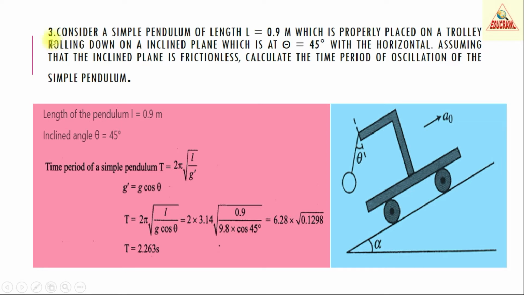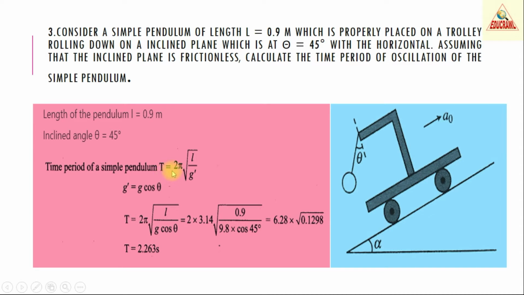Now the third problem. Consider a simple pendulum of length L equal to 0.9 meter, which is placed on a trolley rolling down an inclined plane at an angle theta equal to 45 degrees with the horizontal. Assuming that the inclined plane is frictionless, calculate the time period of oscillations of the simple pendulum. So here the length of the pendulum L is given as 0.9 meter. It is inclined at an angle theta equal to 45 degrees. We are supposed to find the time period.